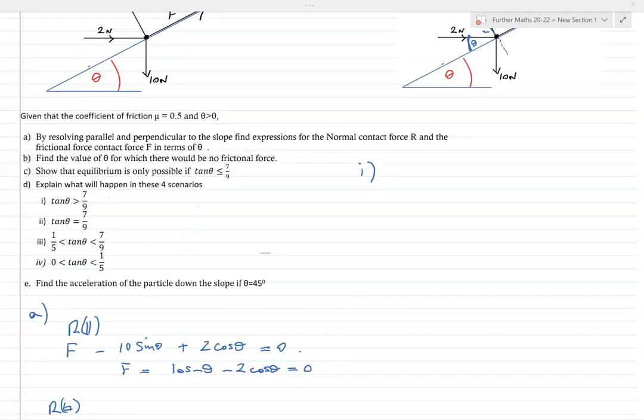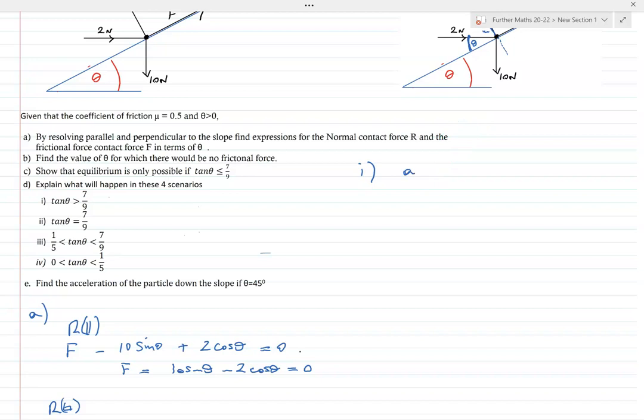It's asking us to explain what's happening in these situations under this model. So basically, for different values of theta, different things will happen. So tan theta greater than 7 over 9, well, the hint is in this question here. If it's not less than 7 over 9, then friction has done the maximum it can. You can't keep it in equilibrium anymore. It can't just go on increasing as we increase the angle theta. It's going to start sliding down. So it's going to accelerate down the slope.